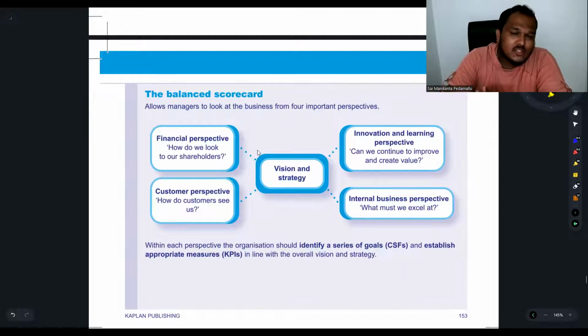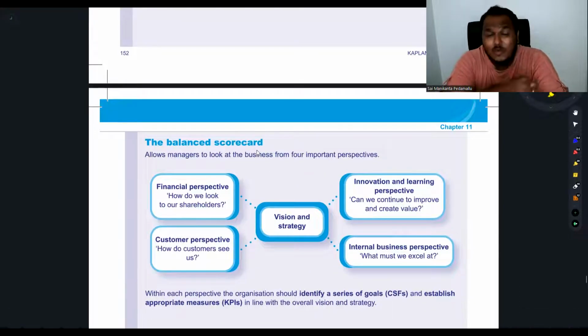So we have different methods for doing this non-financial performance evaluation. The first one is balanced scorecard. One of the most important ones.